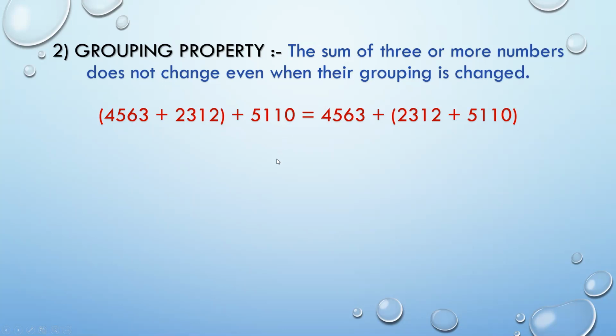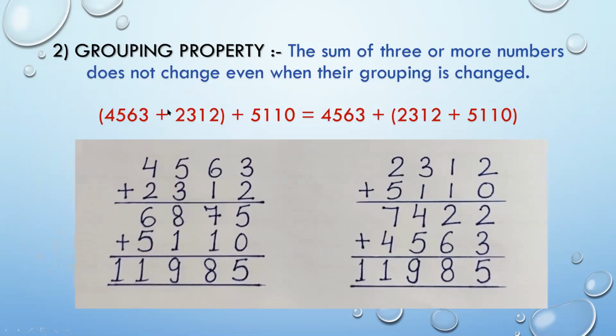Now, first, we will write these two numbers, 4,563 and second is 2,312. So when we add these two numbers, we get 6,875 as a sum. Now we will add the third number to this sum, that is 5,110. Now when we add these two numbers, we get 11,985 as a sum.